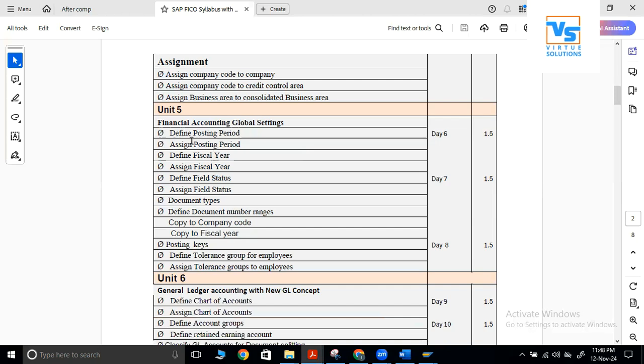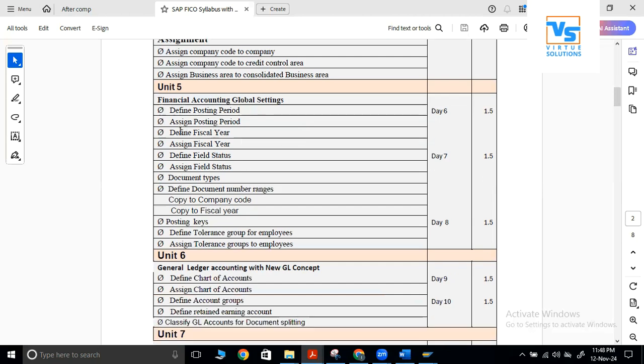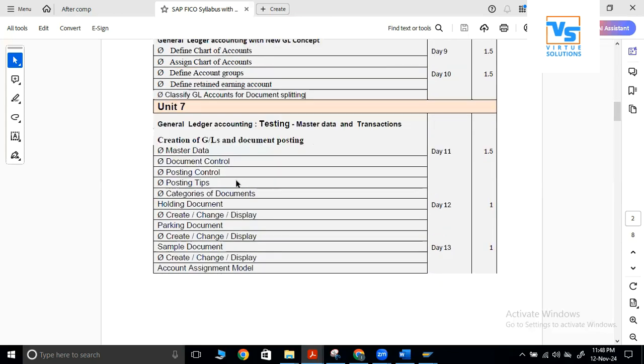Okay, yeah. See, this is defining fiscal year, which means financial year. Periods, posting period, fiscal year, document type, document number ranges. Okay, then general ledger. So, Nandini, some time back I was talking about this master data. GL accounting and posting, this master data.